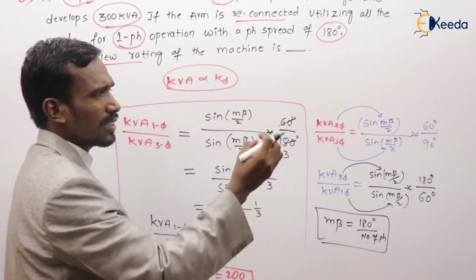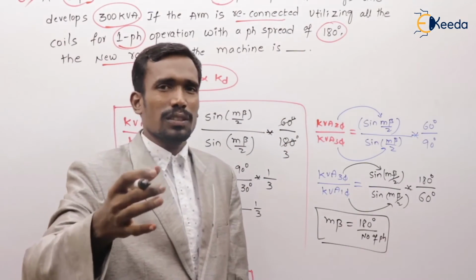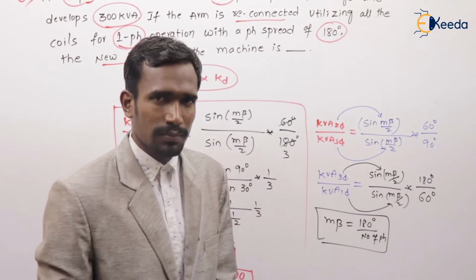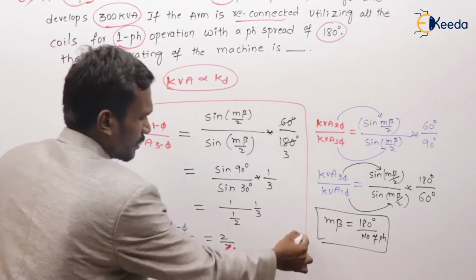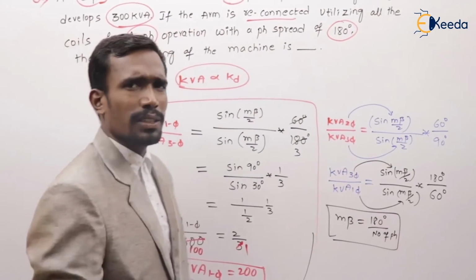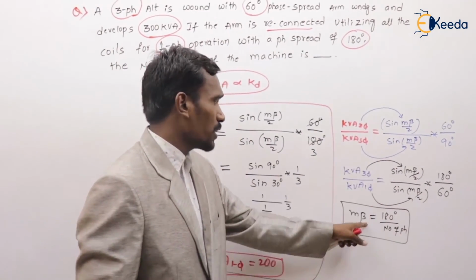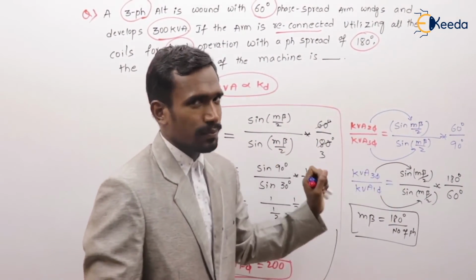This is the simplified formula. So this is the answer. We can write it like this. You can find any answer by using these formulas. These three are very important for us.